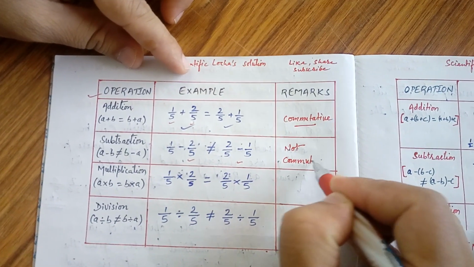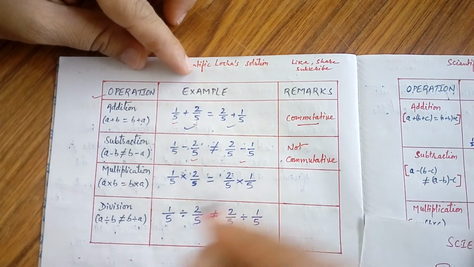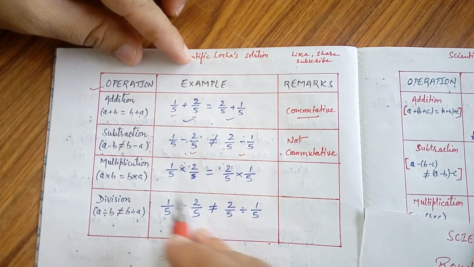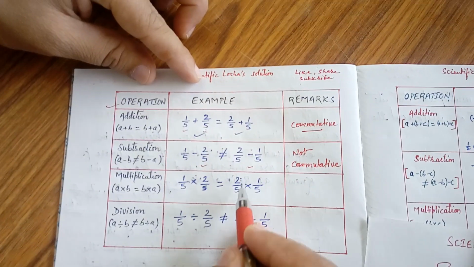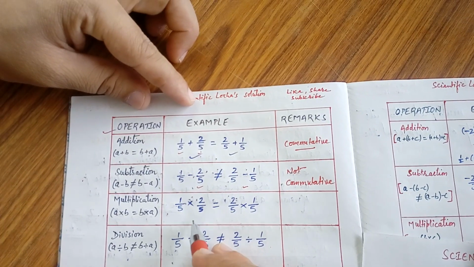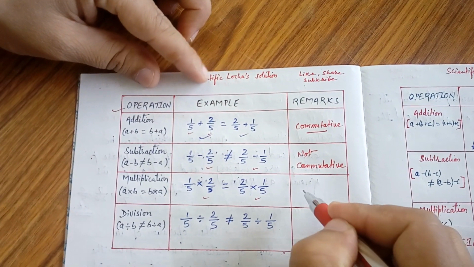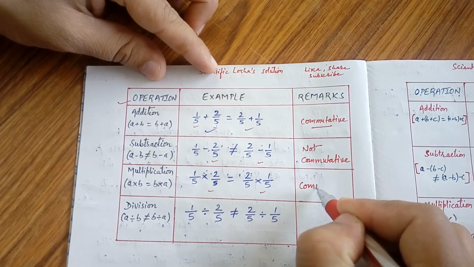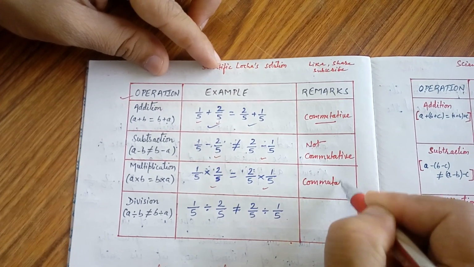Not commutative. In the case of multiplication, 1/5 × 2/5 is equal to 2/5 × 1/5. Check it by yourself. It will also follow. So multiplication is commutative.